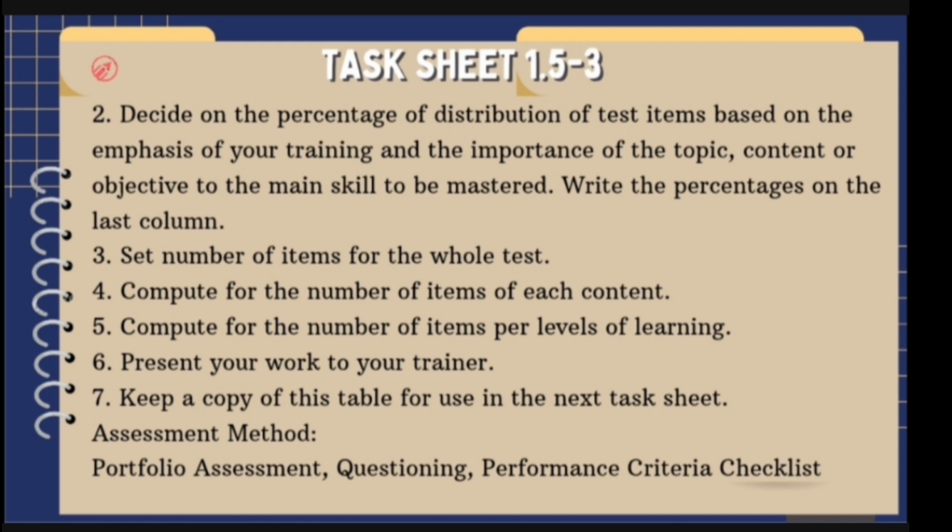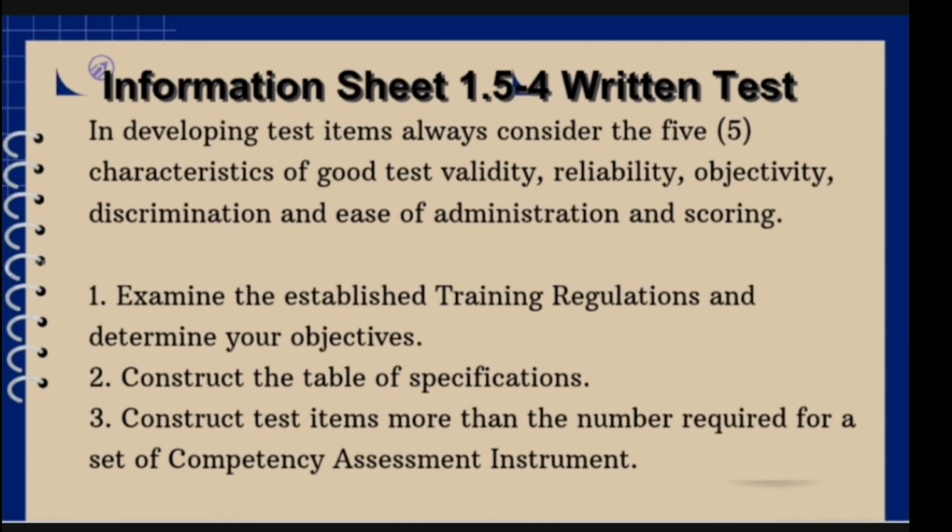Assessment methods: portfolio assessment, questioning, performance criteria checklist. Information Sheet 1.5-4, Written Test. In developing test items, always consider the five characteristics of a good test: validity, reliability, objectivity, discrimination, and ease of administration and scoring. 1. Examine the established training regulation and determine your objective. 2. Construct the table of specification. 3. Construct more test items than the number required for a set of competency assessment instrument.